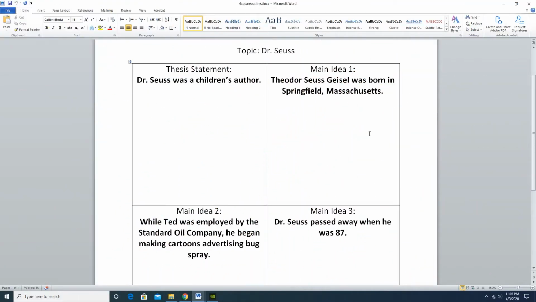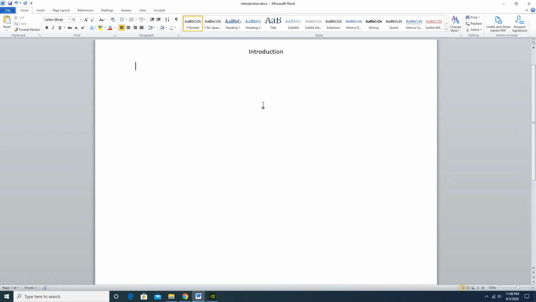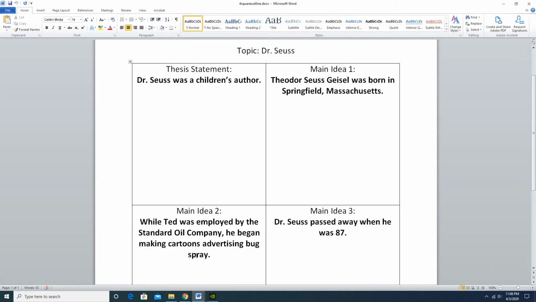Okay guys, for this video I'm going to be using the 4-square outline that I completed in the last video, and I'm also going to be using the anchor text about Dr. Seuss that I used in the last video. But I'm also going to be using this page, which is a blank introduction page. I know it does not look like your graphic organizer, but I figure if you have your graphic organizer, then you'll know what I'm talking about here. What I'm going to do is go through step by step and show you how I take my 4-square outline and I turn it into my introduction.